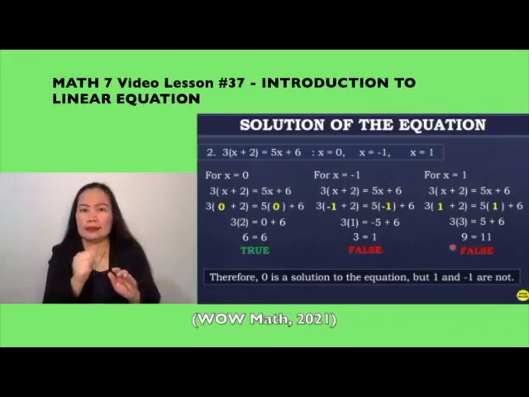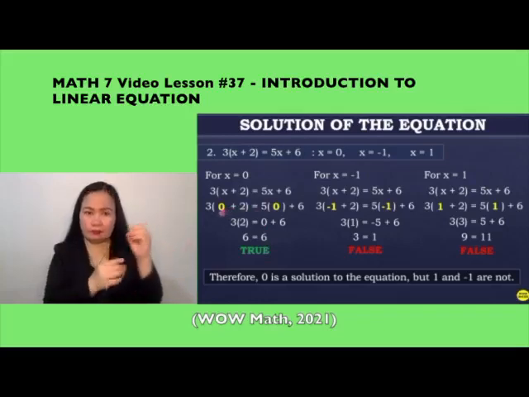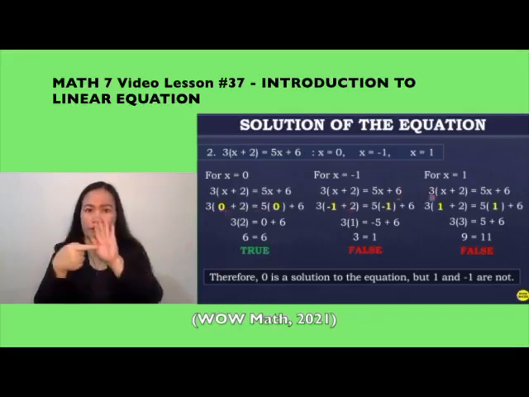Okay. So, therefore, 0 is a solution to the equation of 3 times the quantity of x plus 2 is equal to 5x plus 6. But 1 and negative 1 are not. So, ito po, since ito po ang nag-true, therefore, 0 is the solution. Negative 1 and 1, hindi po sila solution.